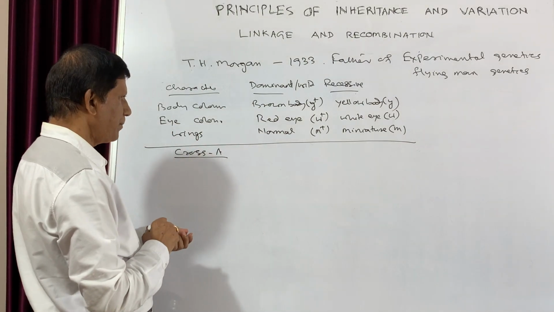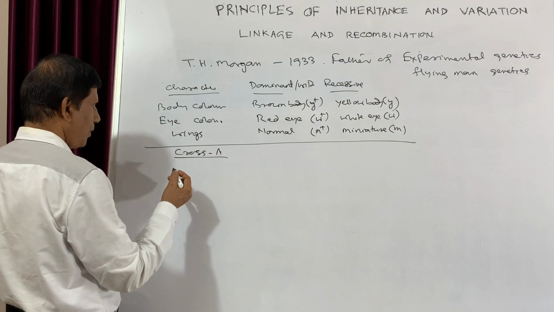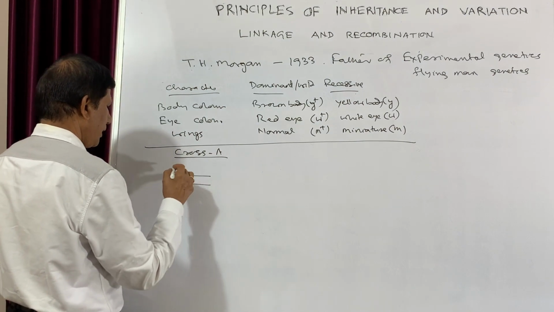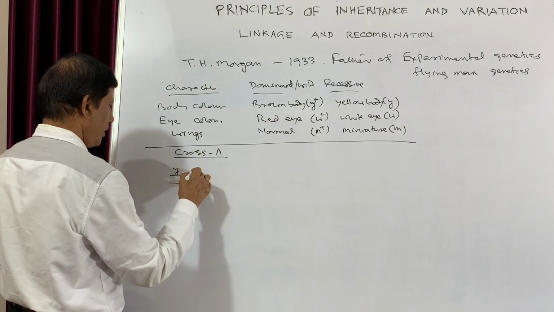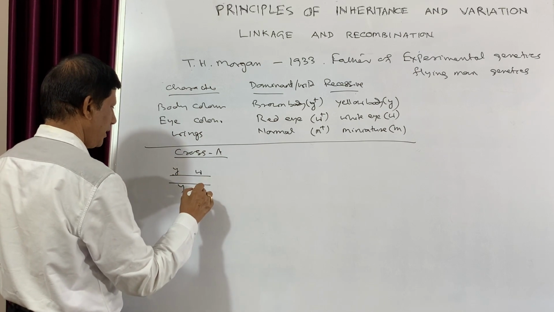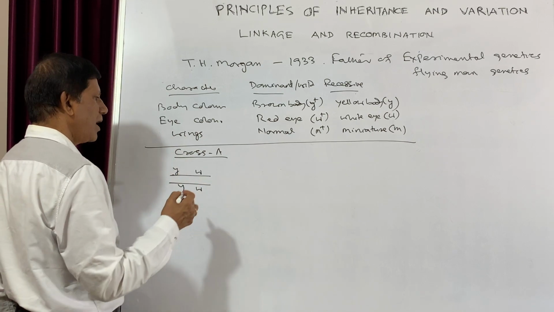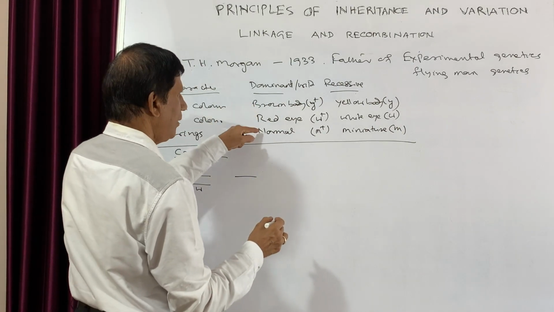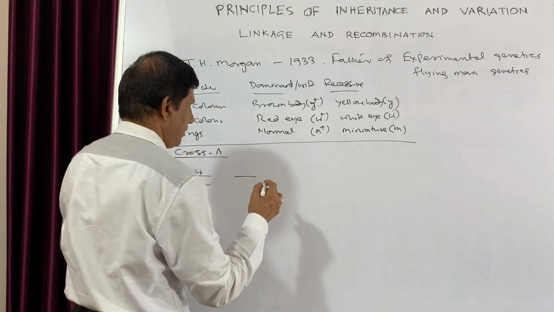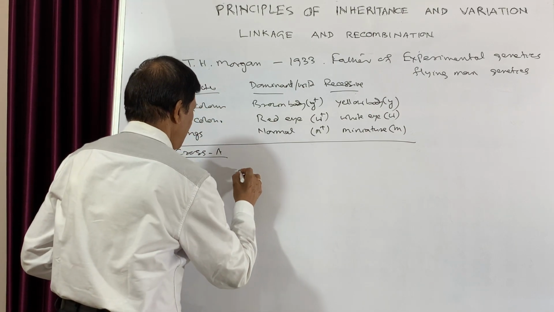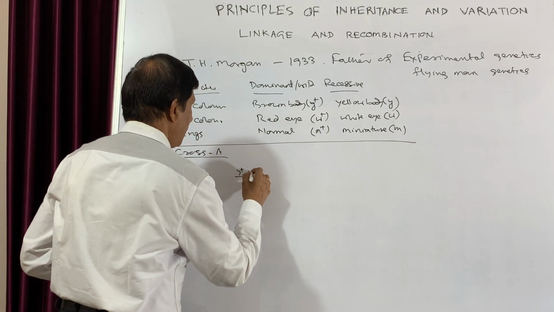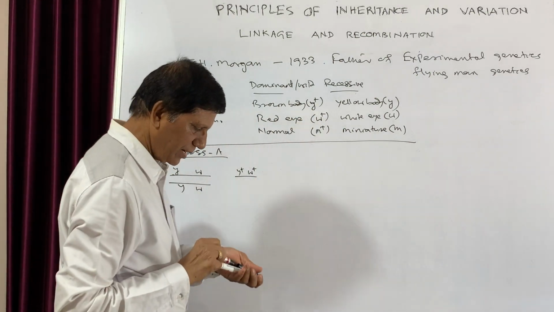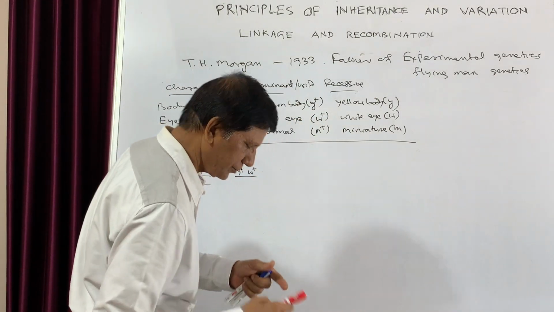In cross A, he took one female that is yellow with white, and another with brown and red. So this is y plus, w plus, and the other one is the male one.